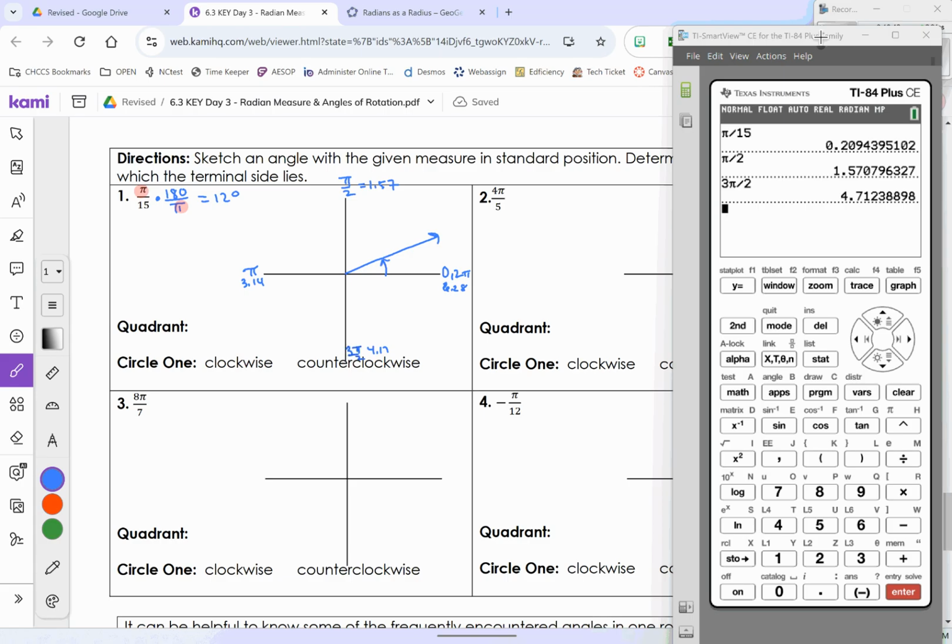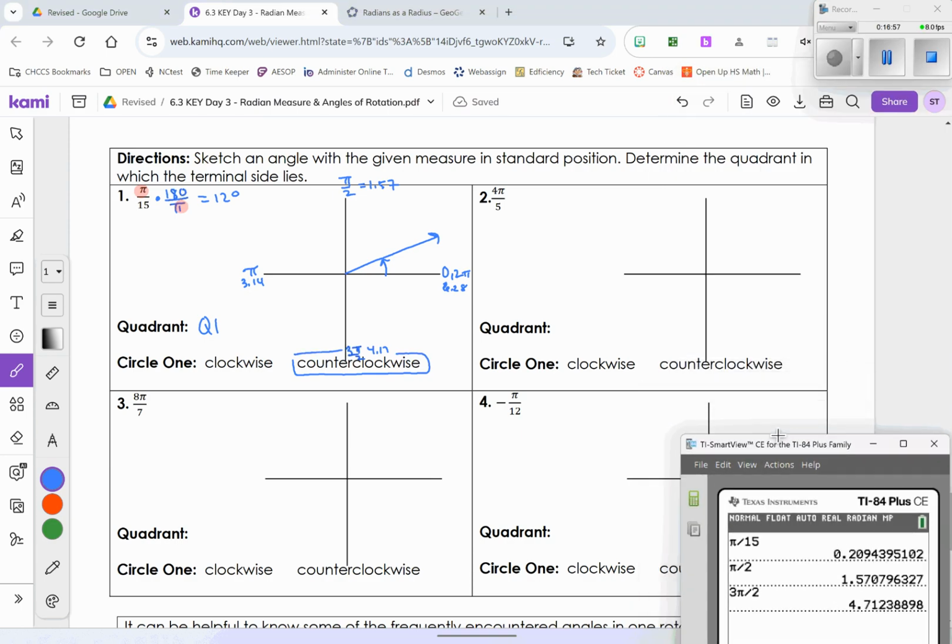So we're starting here, going in this direction. So this is in quadrant 1, and we are going in the counterclockwise direction because it's a positive angle measure.